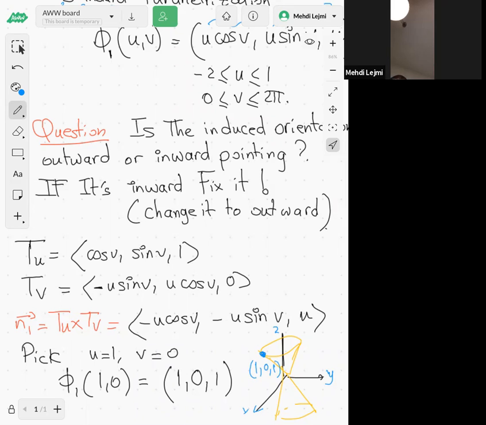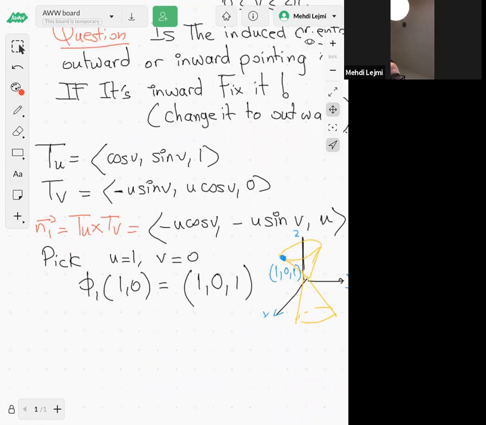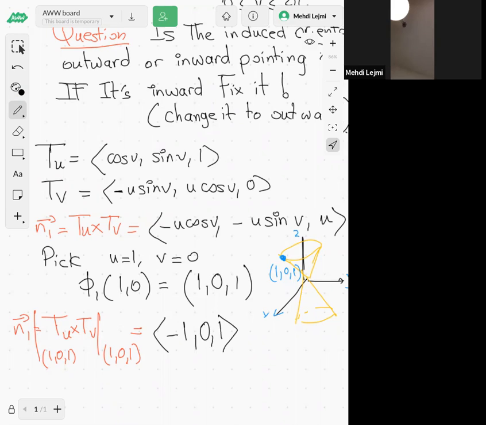Okay, and now I'm going to compute the normal vector at that point. So what's my normal vector n, which is tu cross tv at the point (1, 0, 1). So that will be the vector, let's see, u is 1, v is 0. So that will be negative 1, 0, and positive 1. Right, so it's (-1, 0, 1). All right.